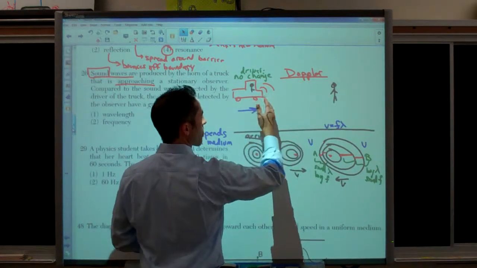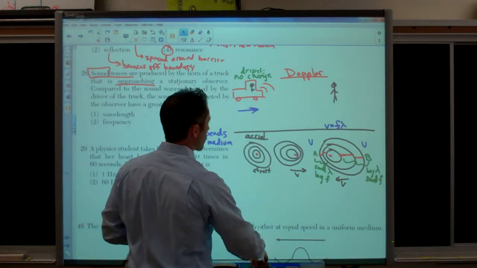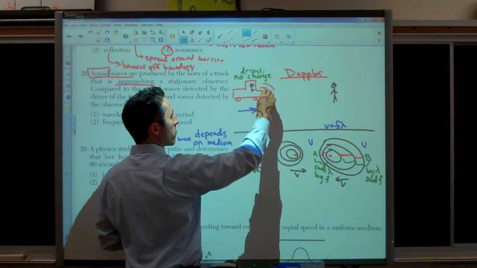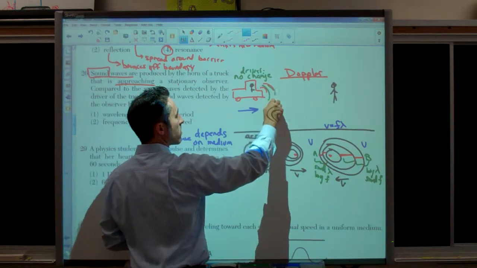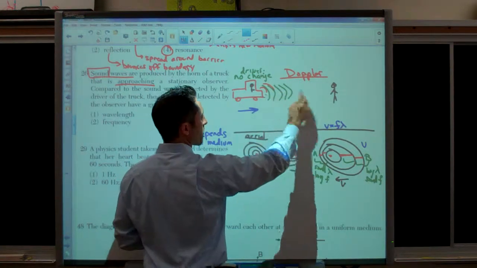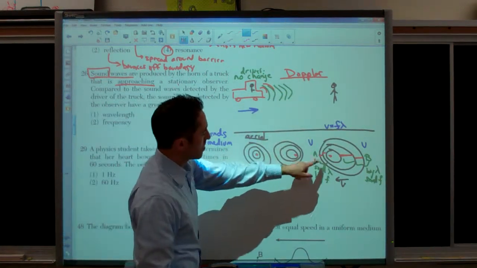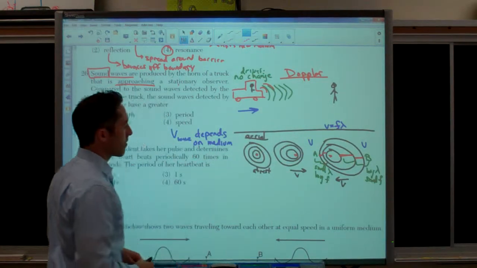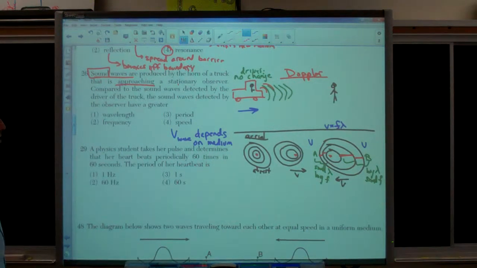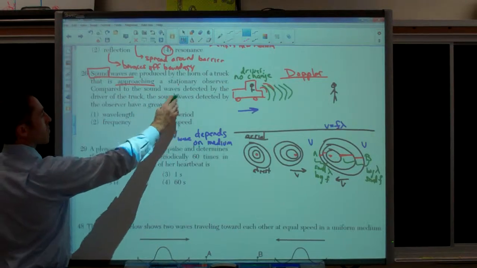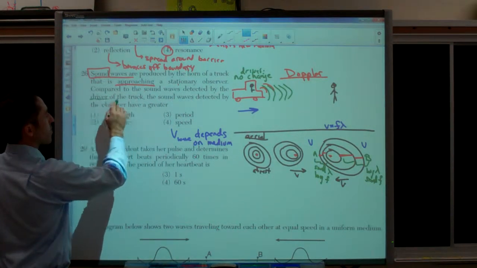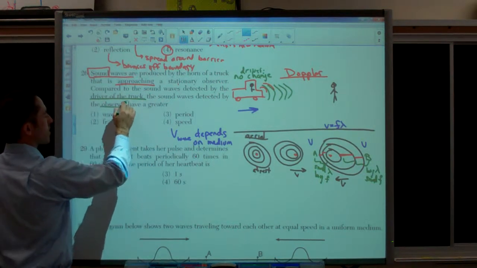and the individual listening is now ahead of the truck. The truck is coming toward him. So if you were to draw these waves again, we would actually notice that the waves will appear more compressed. This is actually the situation where the person is here. If they're more compressed, you get a small wavelength, you get a big frequency. So, compared to the sound waves detected by the driver, the sound waves detected by the observer.